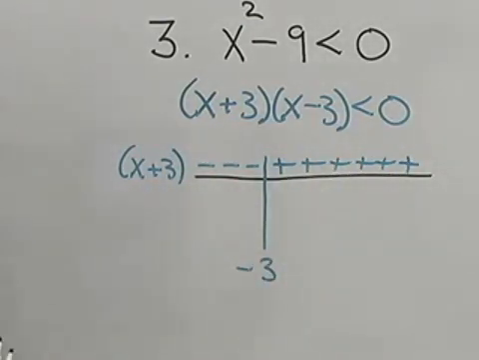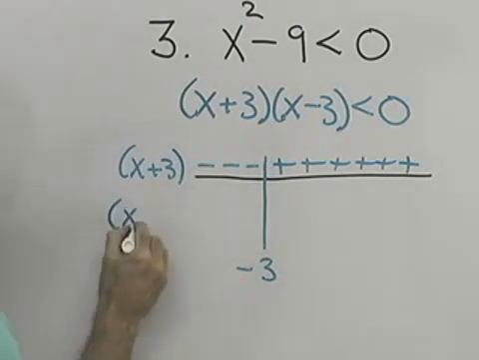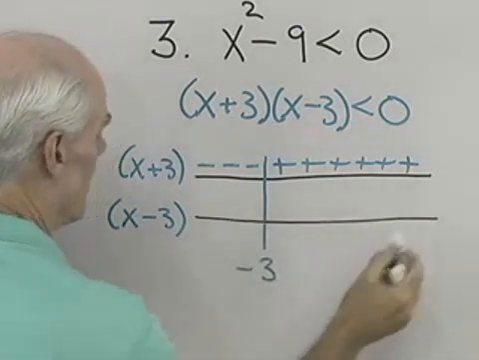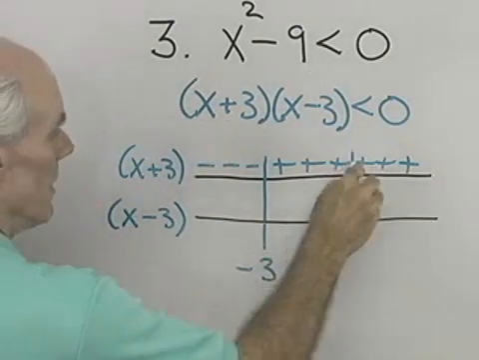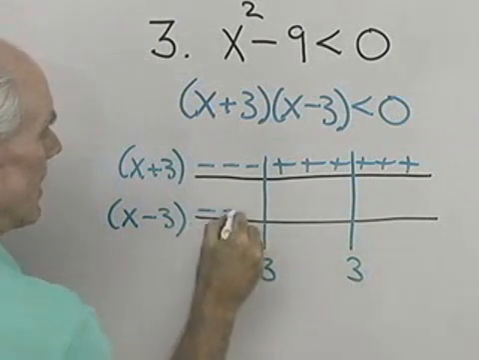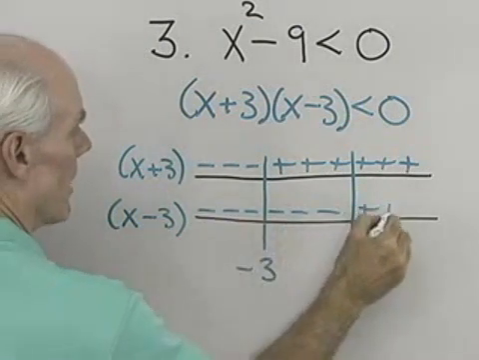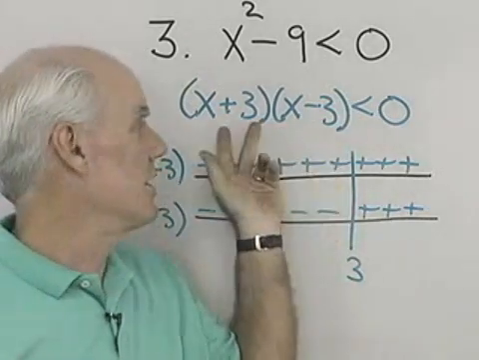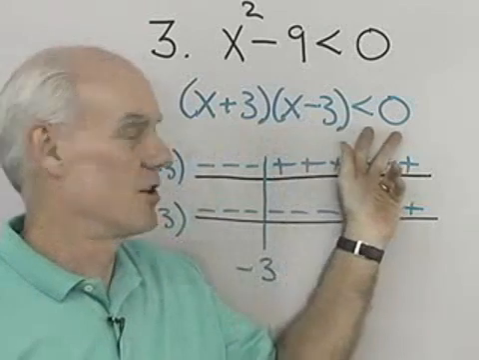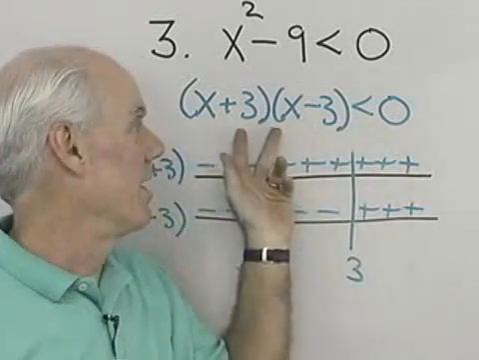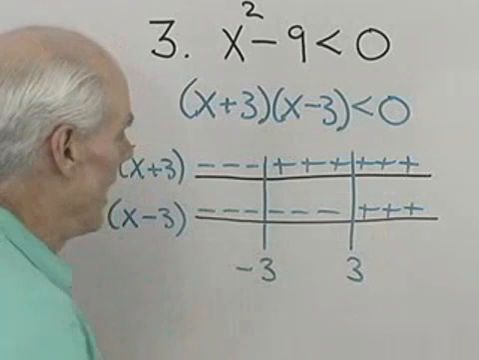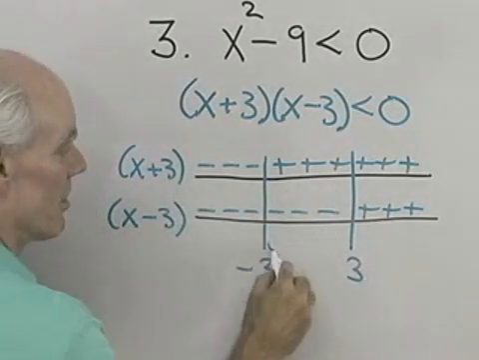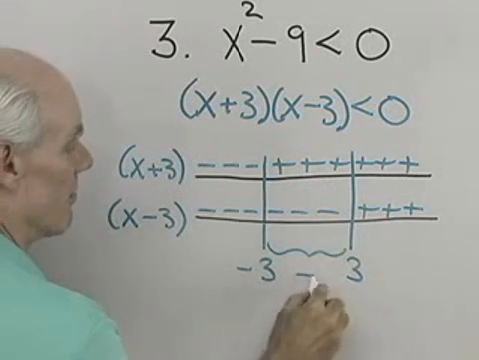Then I want to look at my factor x minus 3, and it will be 0 when x is equal to 3. It'll be negative down below that and positive up above that. So here I'm looking for numbers on the number line for which the product of this factor with this factor is less than 0. So I want my product to be a negative number. I look in here and see here's where one factor is positive, the other one is negative. So in here I have a negative product.